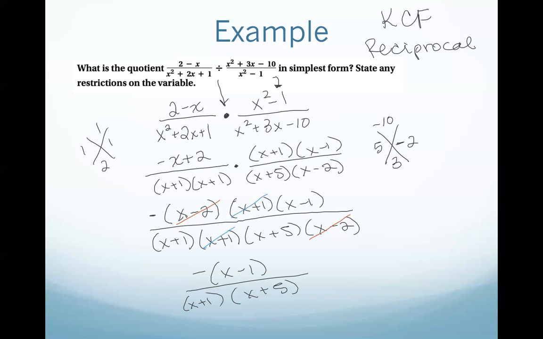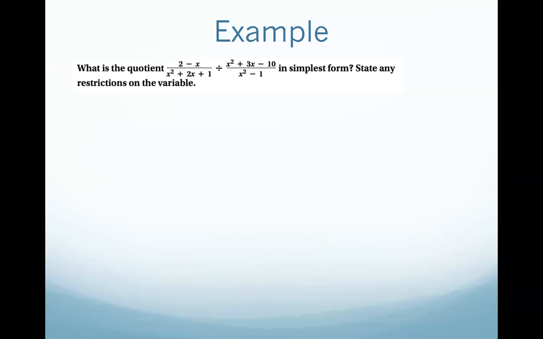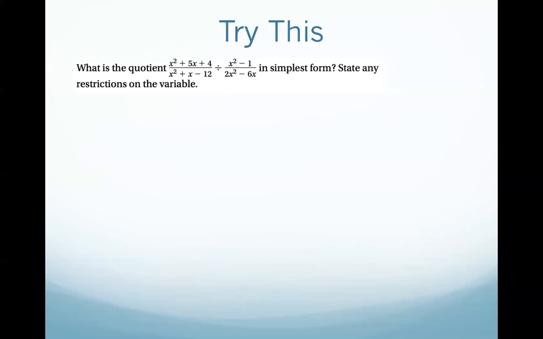What restrictions did we remove? We removed an x cannot be negative 1, and we removed an x cannot be 2. So those are our two removable discontinuities. So notice the only change from division to multiplication is that first step. We have to rewrite the division as a multiplication. From there, it's exactly the same. Okay. I have one here for you to try that we will look through together.